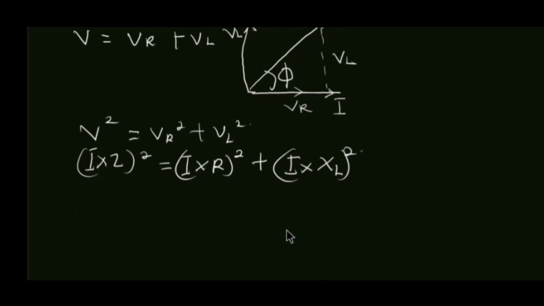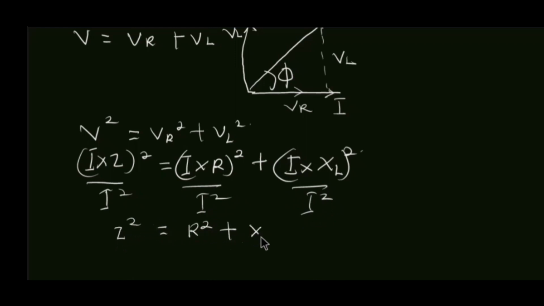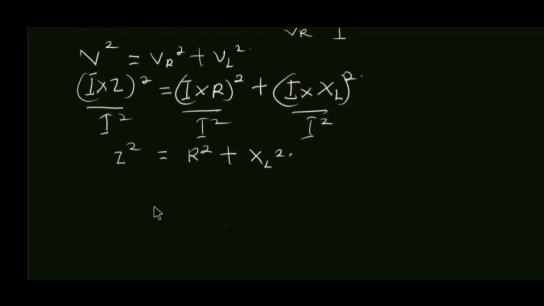So once we get this equation, our goal is to find the impedance in an RL circuit. So here, I have I here, I have I here, I have I here. So I can divide through by I squared. Hence I'll be left with Z squared equal to R squared plus XL squared. Once I reach here, my impedance is equal to the square root of R squared plus XL squared. So this is equal to the total impedance in a resistor and inductor series circuit.